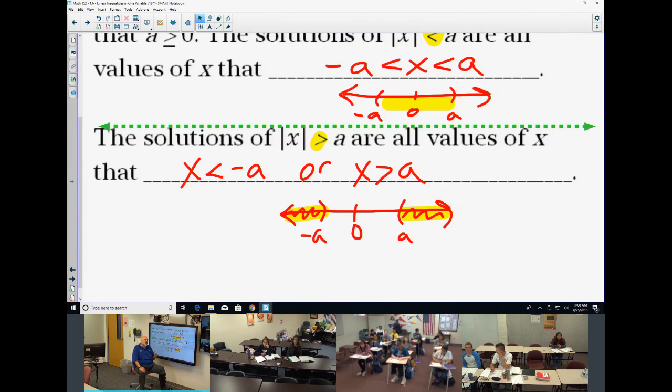So once you isolate the absolute value part, then to solve it, you rewrite it as one of these compound inequalities. All right?